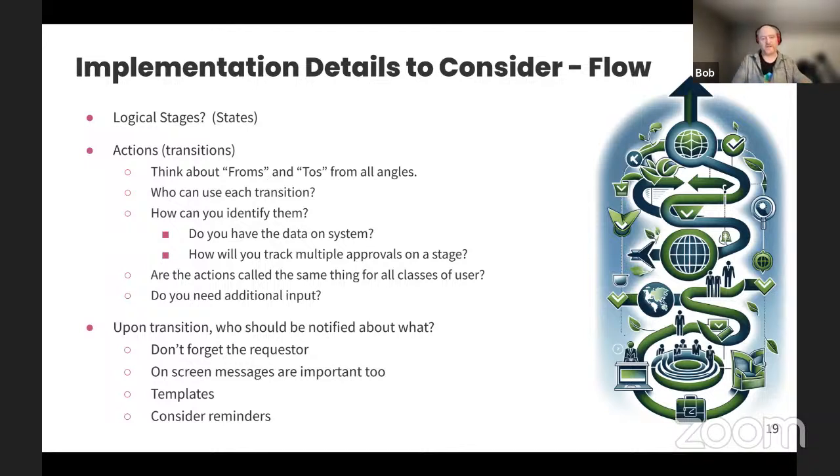And from there, you should think about who can use each of these transitions. Now, if you can identify those users by their role, then you're golden. You've got exactly what's provided by content moderation out of the box. That's never been the case for systems that I've built. It's always been a little bit more complicated how to control access to those transitions. And you need to think about, do you have the data on your system that will allow you to identify who those users are?